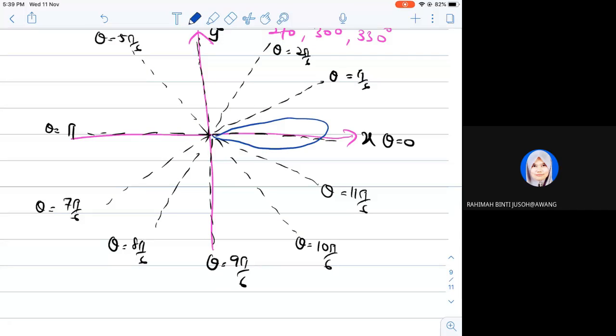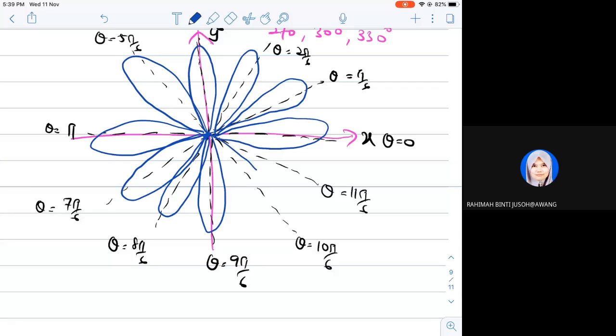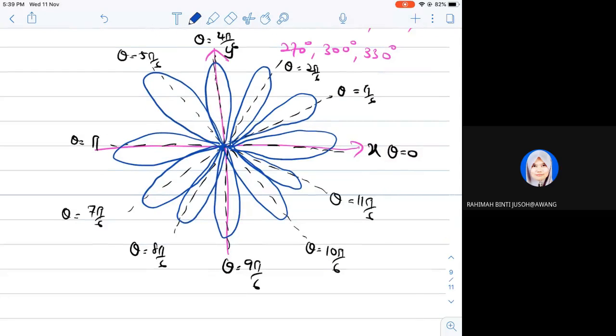1, 2, 3, at the top here. 4, 5, 6, 7, 8, 9, 10, 11, 12. Like that. Okay? So 12 petals.